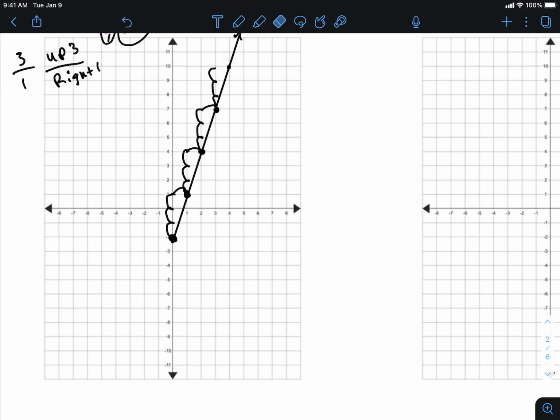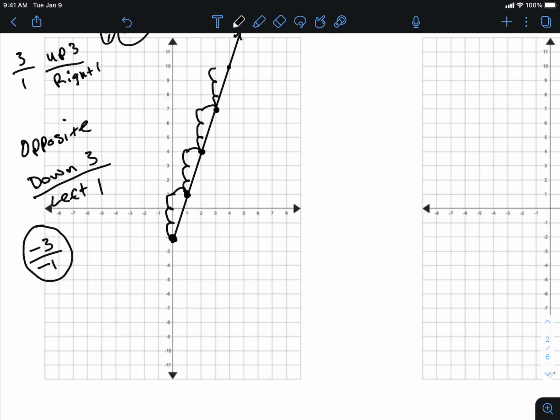Well, it turns out that the opposite to going up 3, right 1, would be go down 3, left 1. Right? And then you put the signs on there. That looks like this. -3 over -1. Well, a negative divided by a negative, that's still 3 over 1, because the negatives will cancel.